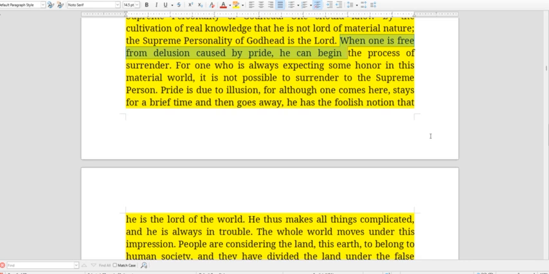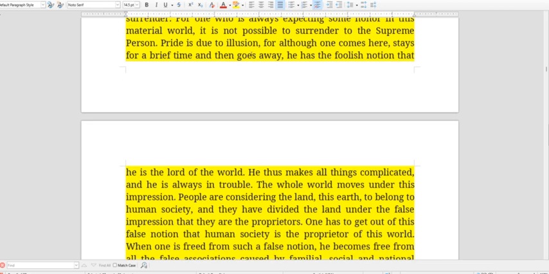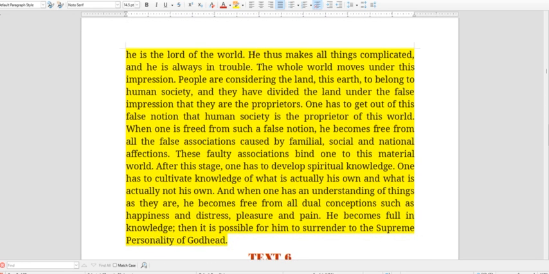For one who is always expecting some honor in this material world, it is not possible to surrender to the Supreme Person. Pride is due to illusion, for although one comes here, stays for a brief time, and then goes away, he has the foolish notion that he is the Lord of the world. He thus makes all things complicated and he is always in trouble. The whole world moves under this impression. People are considering the land, this earth, to belong to human society, and they have divided the land under the false impression that they are the proprietors.